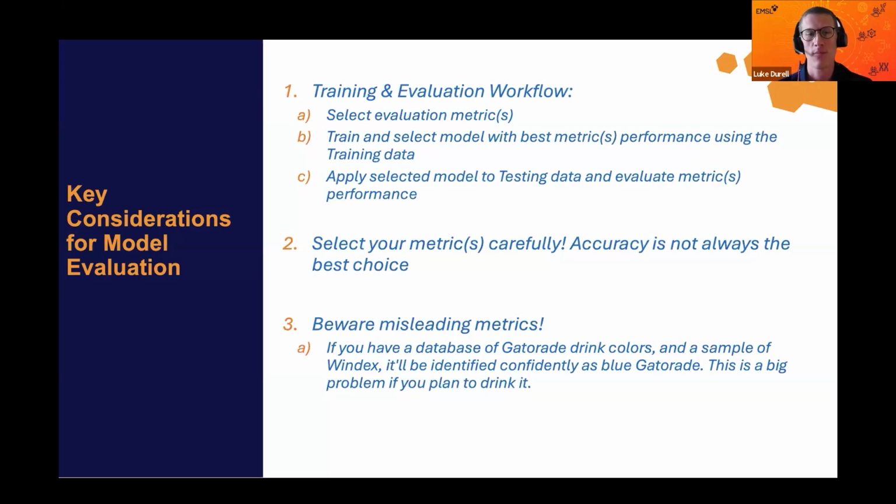And then lastly, beware misleading metrics. Silly example, but if you have a database of Gatorade drink colors and a sample of Windex, it will be identified confidently as blue Gatorade. This is a big problem if you plan to drink it.